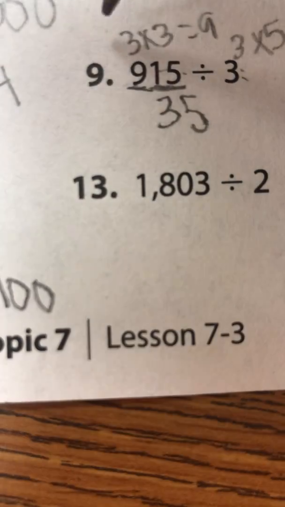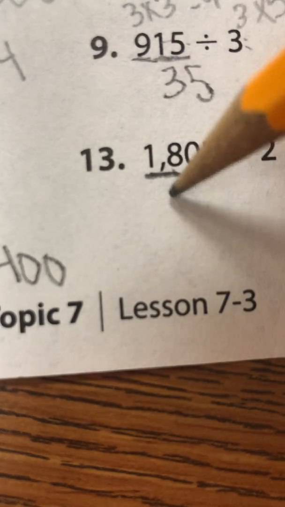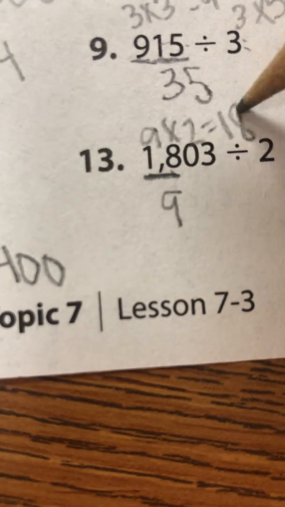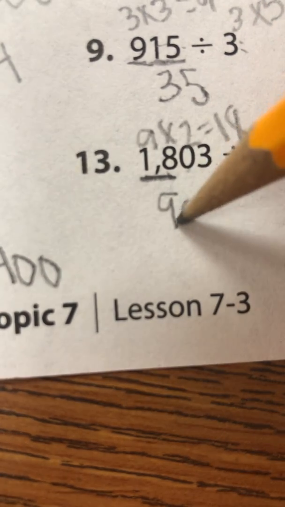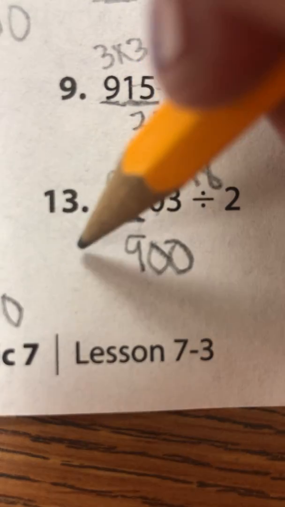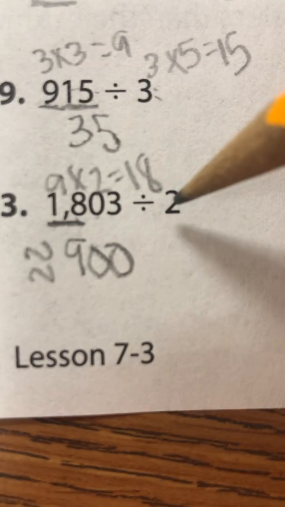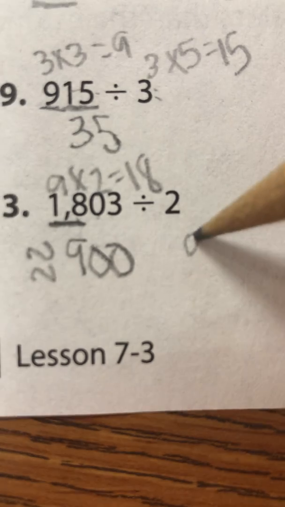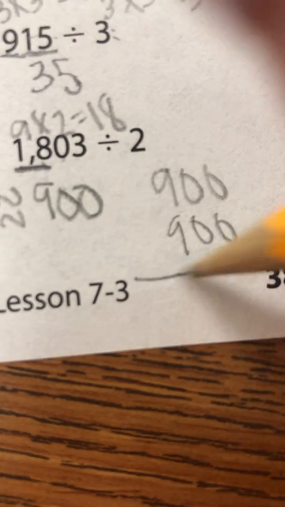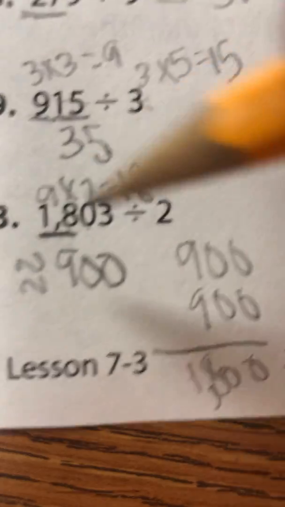Okay, 13, 1,803 divided by 2. 18 divided by 2 is 9, because 9 times 2 equals 18. 0 divided by 2 is 0. 3 divided by 2 is 0. So 1,803 divided by 2 is around 900. I can double check this. Since it's divided by 2, if I add 900 twice, I should get close to 1,803. I get as close as I can get.